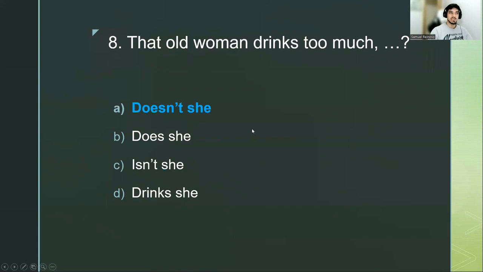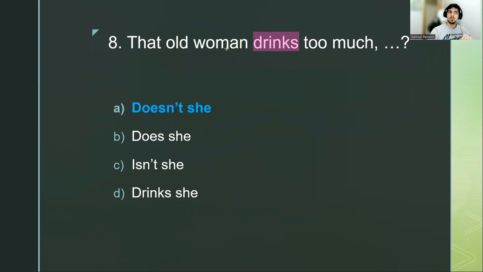Question number 8. Well, that old woman drinks too much. Okay, that's similar to the previous one, but we have to squeeze our brains. Tenemos que pensar un poco. Okay, so that old woman drinks too much. Esa mujer mayor bebe mucho, ¿verdad? Okay, again, same question, but we have to look for the auxiliary. So same steps. Which one is the main verb? The main verb is drinks. That's it. Drink with the S of the third person. So drinks. Very good.